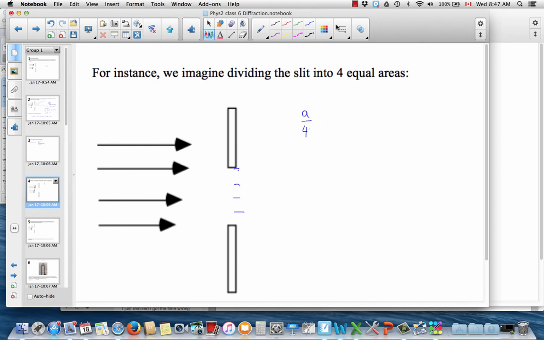and hold on a sec here. Wanted to make sure I had that right. So this is k. The path difference now is a over 4 sine theta, and when that's half waves, you'll again get destructive interference.